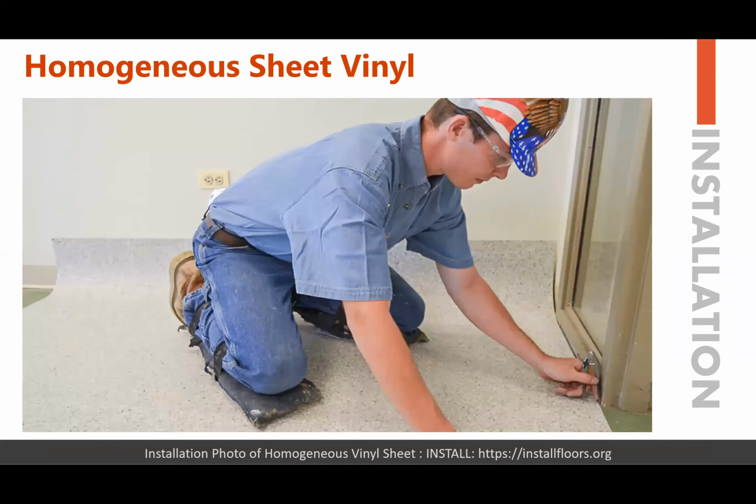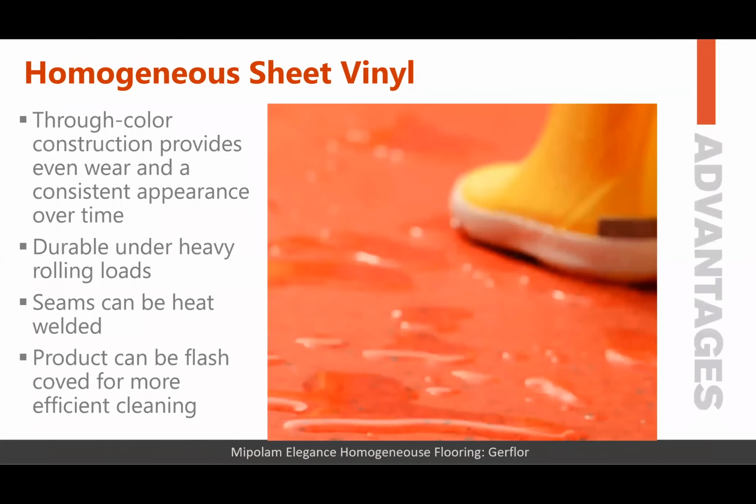You can also see the level of detail. So when you're really cutting and verifying how the installation is going to occur, homogeneous sheet vinyl, as on any sheet, would really require a lot of attention to detail and making sure that it's installed correctly. Various advantages for homogeneous is through color construction provides even wear and a consistent appearance over time. It is very durable under heavy rolling loads, and seams can be heat welded. The product can be flash cove for more efficient cleaning, which is consistent with other sheet products as well.